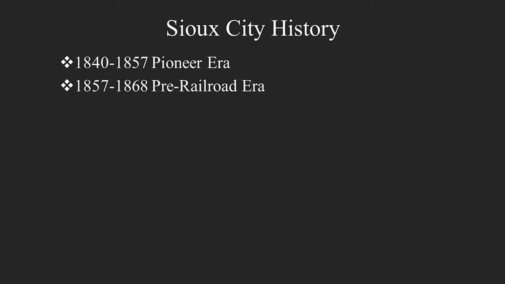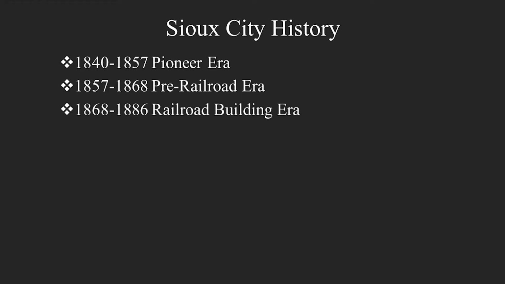This era is defined by a constant growth in Sioux City in population from around 100 people up to about 4,000 people at the arrival of the railroad. And this era is also dominated by steamboat traffic on the Missouri River. And we become a primary excursion point for expeditions into the Dakotas and Montana and Wyoming.